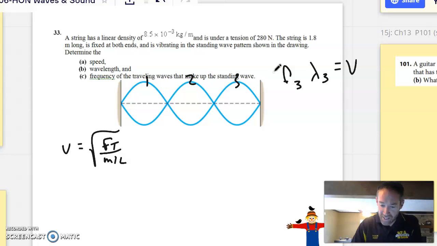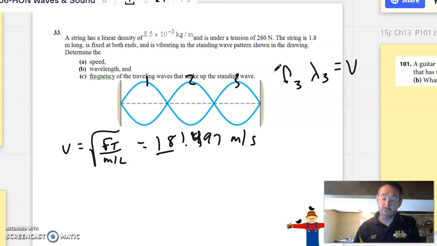If you just go ahead and substitute in the tension and the linear mass density there, you will end up with 181.49497 meters per second. Just two significant figures on those numbers, so only the 1 and the 8 are significant there. And B, it says, what's the wavelength?